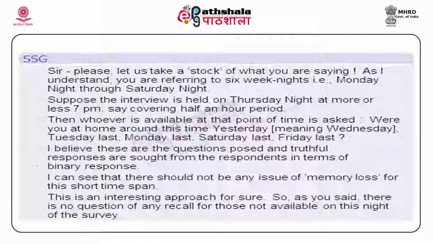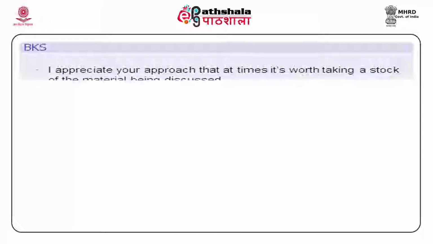That is the idea. It is an interesting approach, as you said, for sure. There is no question of any recall for those not available on the night of the survey. Okay? But you already got massive amount of data. So I appreciate your approach that at times it is worth taking a stock of the material that is being discussed. Okay? Now we have perfect idea about what is the basic data that you have collected through stratification.